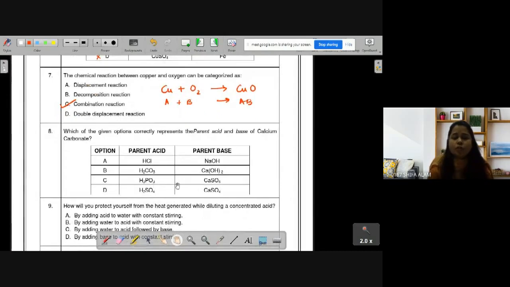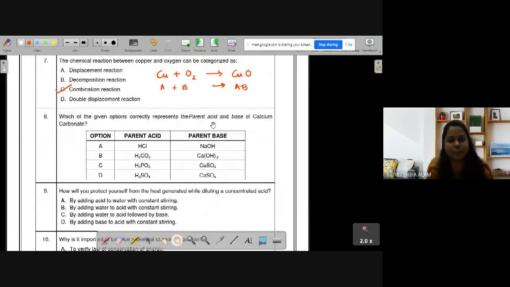Next, which of the given options correctly represents the parent acid and base of calcium carbonate? This means that the salt calcium carbonate has been derived from which acid and which base. We know that the metallic part of any salt is basically contributed by a base and the non-metallic part is contributed by an acid. So calcium is coming from the base and carbonate comes from the acidic part. So the parent base could be calcium hydroxide.